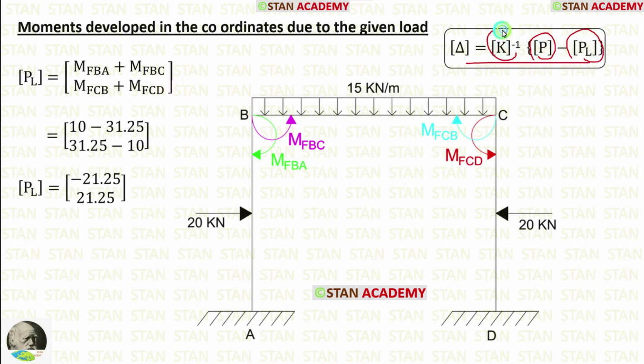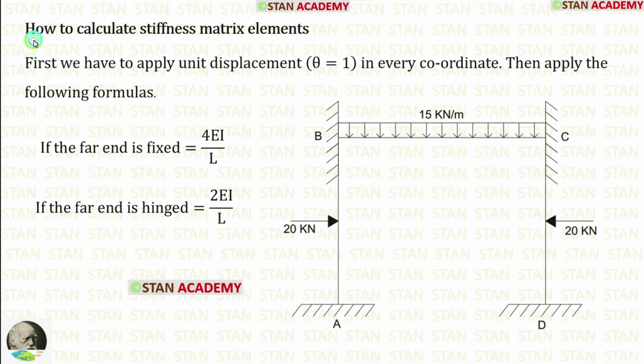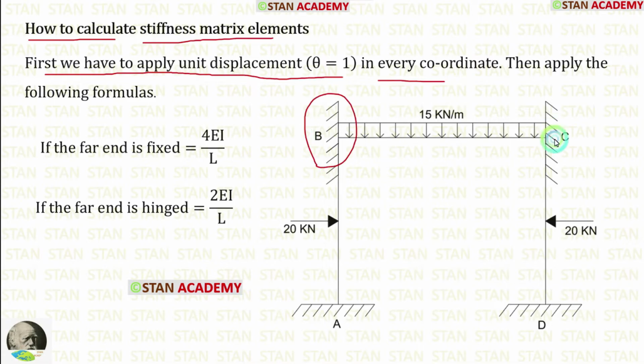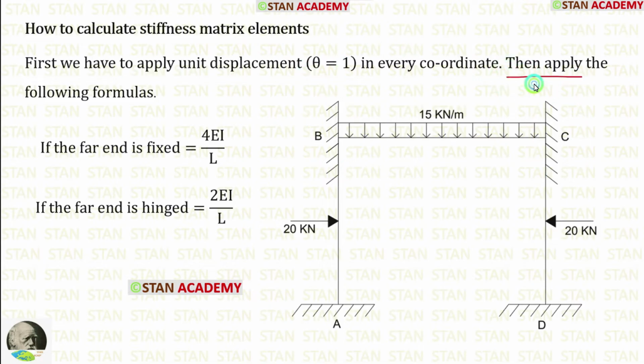Now let us make the stiffness matrix. Let us see how to calculate stiffness matrix elements. First, we have to apply unit displacement in every coordinate. In this analysis, there are two coordinates. The coordinates are in the points B and C. So in these points, we have to apply the unit displacement. Then we have to use the formulas.